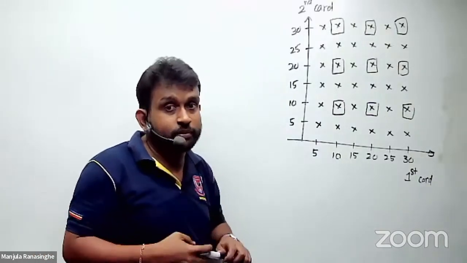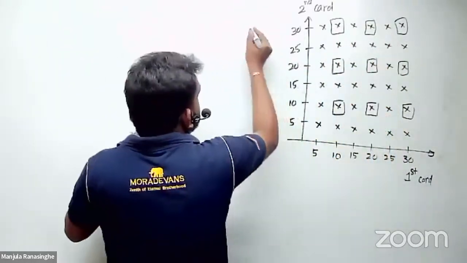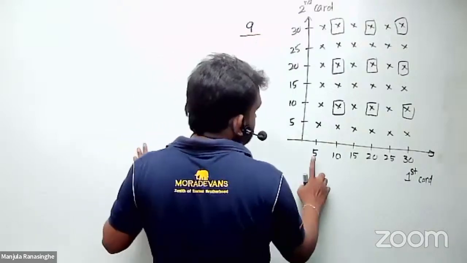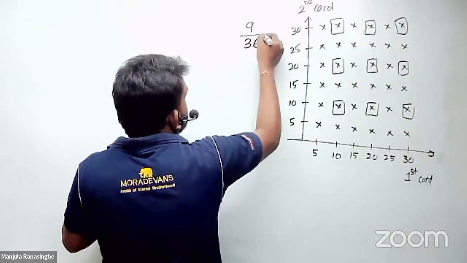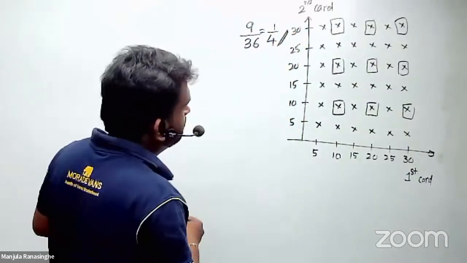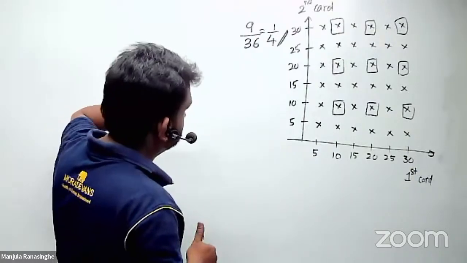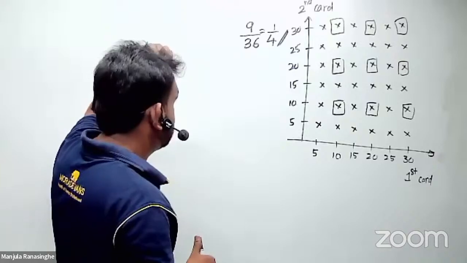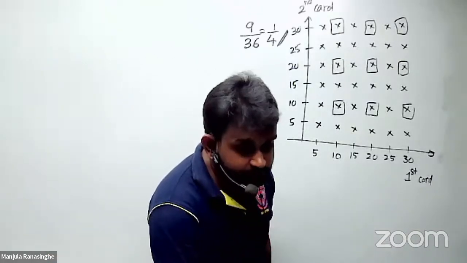How to find the probability? Here, how many events? 1, 2, 3, 6, 9. So 9 upon the total number of incidents, which is 6 into 6, 36. Right, 9 upon 36 is 1 upon 4. So the probability is 1/4. Is that clear? Okay, now we move to part B.